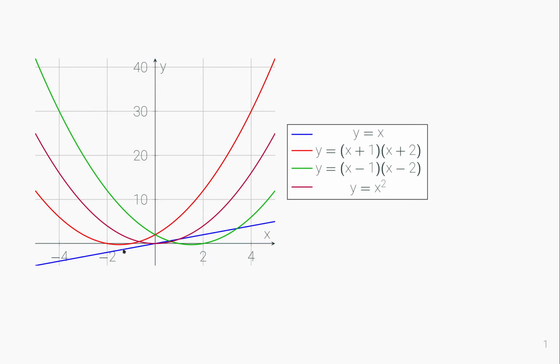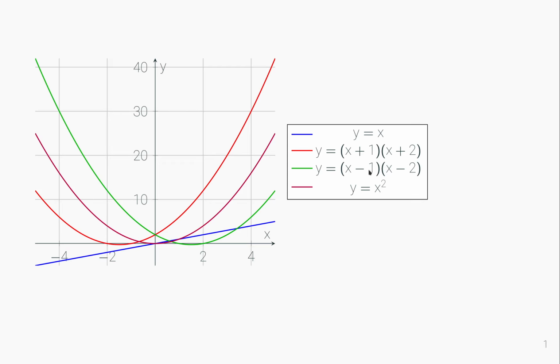If you look at this bright red curve, you see it cuts the x-axis at minus 2 and minus 1. That means at these two values, the value of y will be 0. So these are also called roots. Where the curve cuts the x-axis, that x coordinate is called the root.